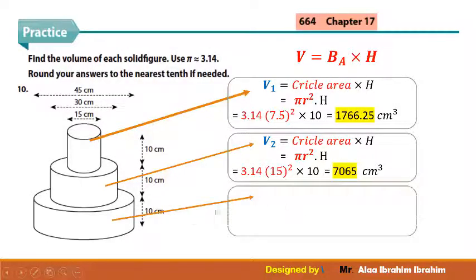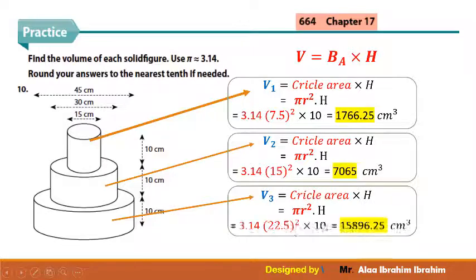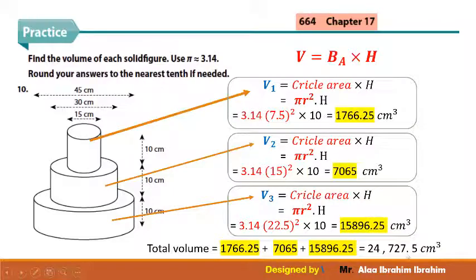Then the last cylinder, this one alone, this diameter is 45. So I take half of 45, 22.5, power 2, times 3.14 times 10, and I have this number. Then I add all these results to find the total volume. So this is my result.